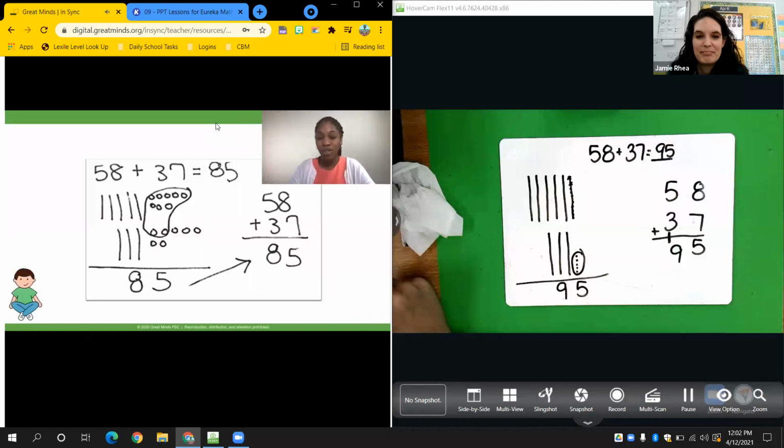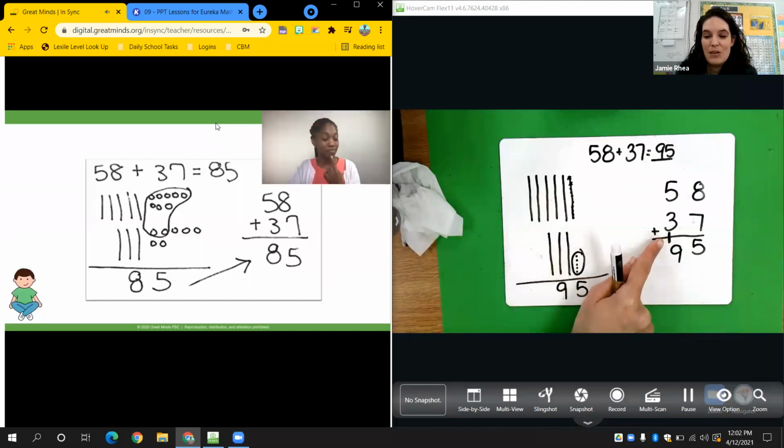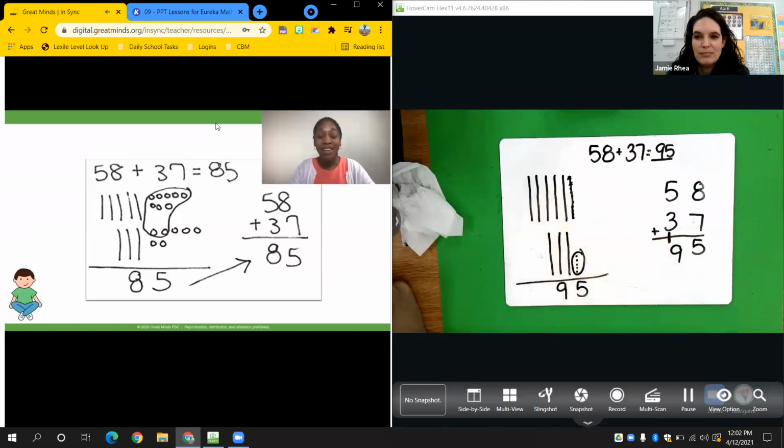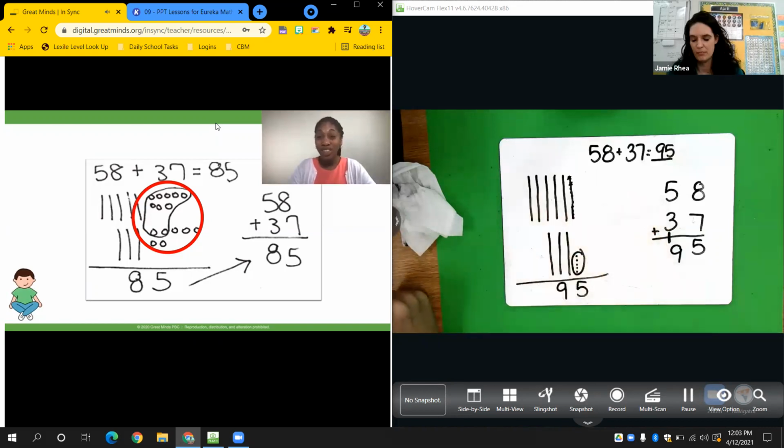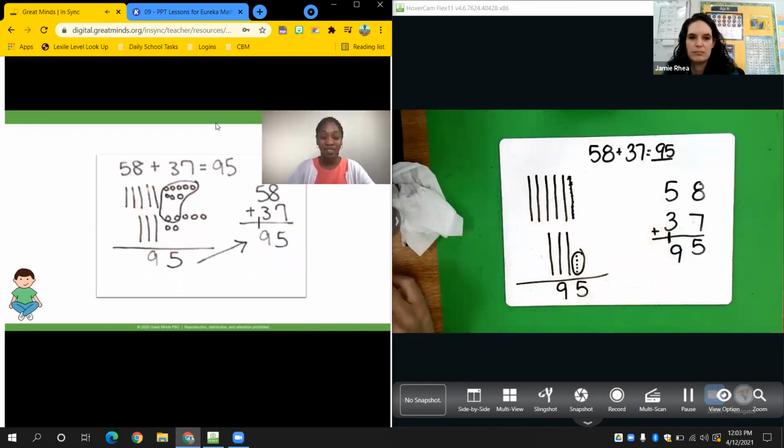Take a moment to look at his work. Can you catch his mistake? I don't think he made a 10 over on the 10s when we made the new 10. I got it. When Ivan added his 8 1s and his 7 1s, he made a new 10 and got 1 10 and 5 extra or loose 1s. But Ivan didn't record the new 10. So when he added his 10s, he added 5 10s and 3 10s, which is 8 10s, but he forgot to add the new 10 that he made. Here's what Ivan's work should have looked like.